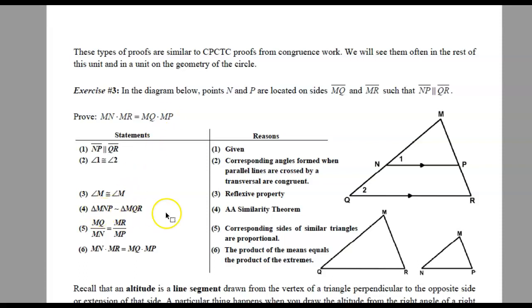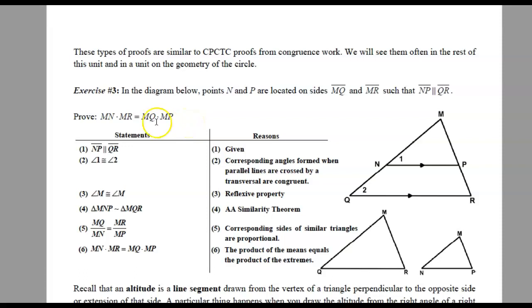So line 4 has our similarity code. And then from there, to decide which sides to put into our proportion, because remember, there are 3 pairs of sides that could be proportional here. So to decide which ones to use, we want to go back to what we were trying to prove and make sure that our fractions contain these segments.